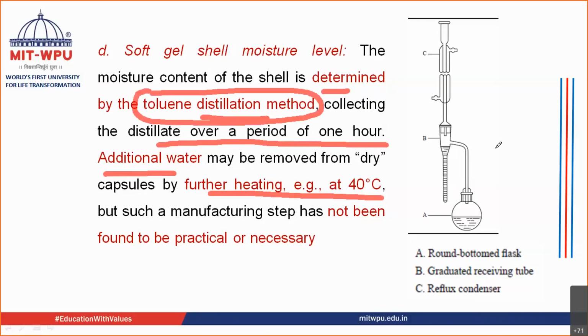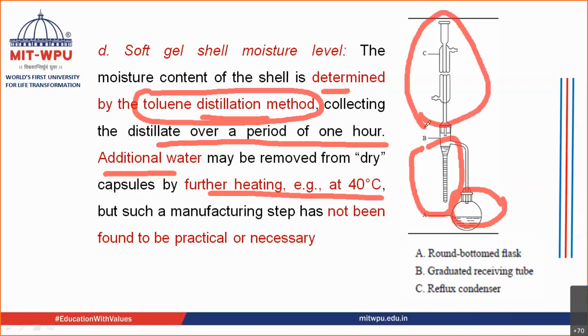This is the equipment for the toluene distillation test. It consists of a round bottom flask. It consists of a graduated receiving tube. So this is the receiving tube. It also consists of a reflux condenser, right? Then you carry out distillation, and the amount that is getting removed is collected over here, and then you decide how much amount has been removed. That gives you the moisture level that is present inside the soft gel. So you determine the moisture level inside the soft gel with the help of the toluene distillation method.